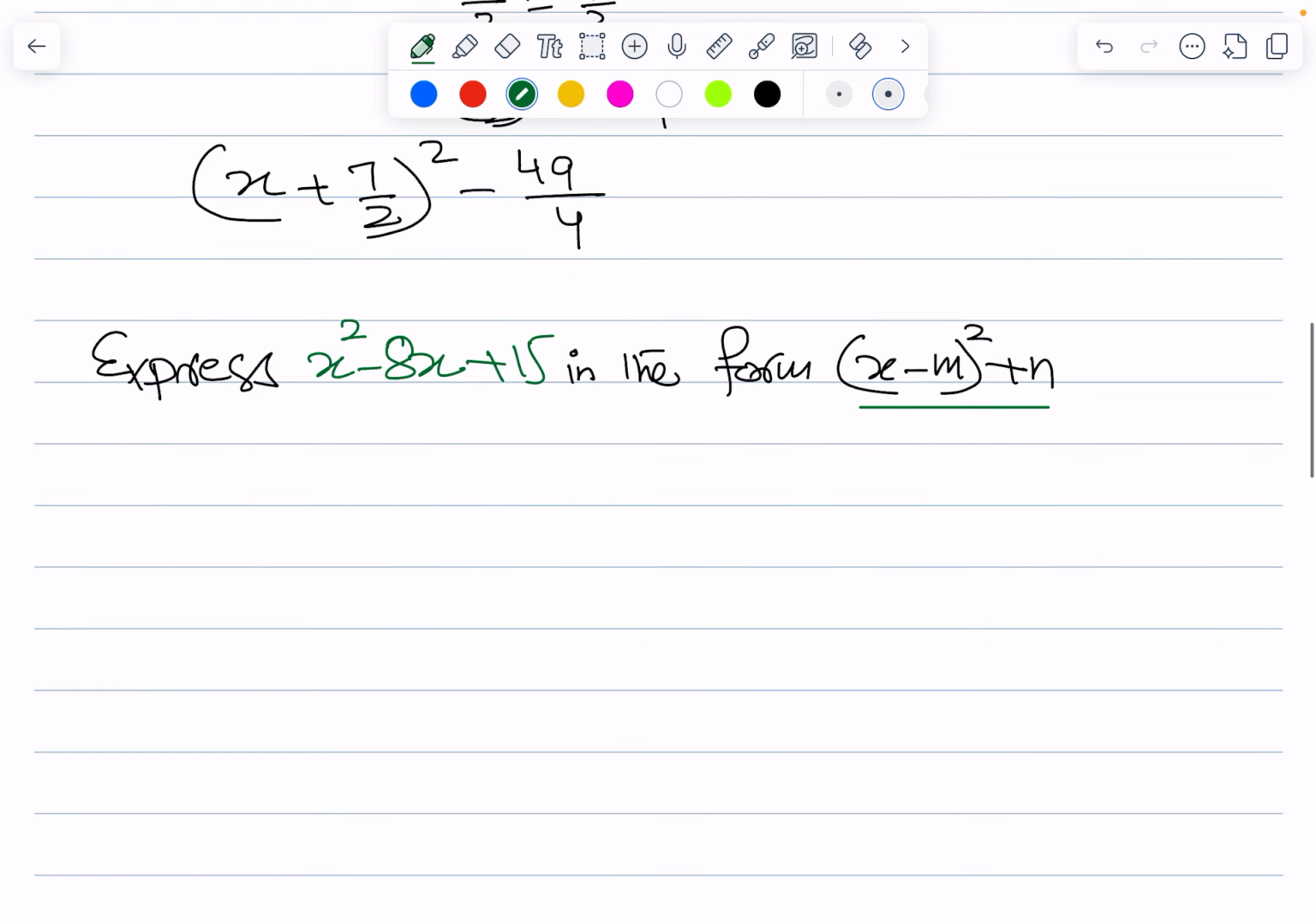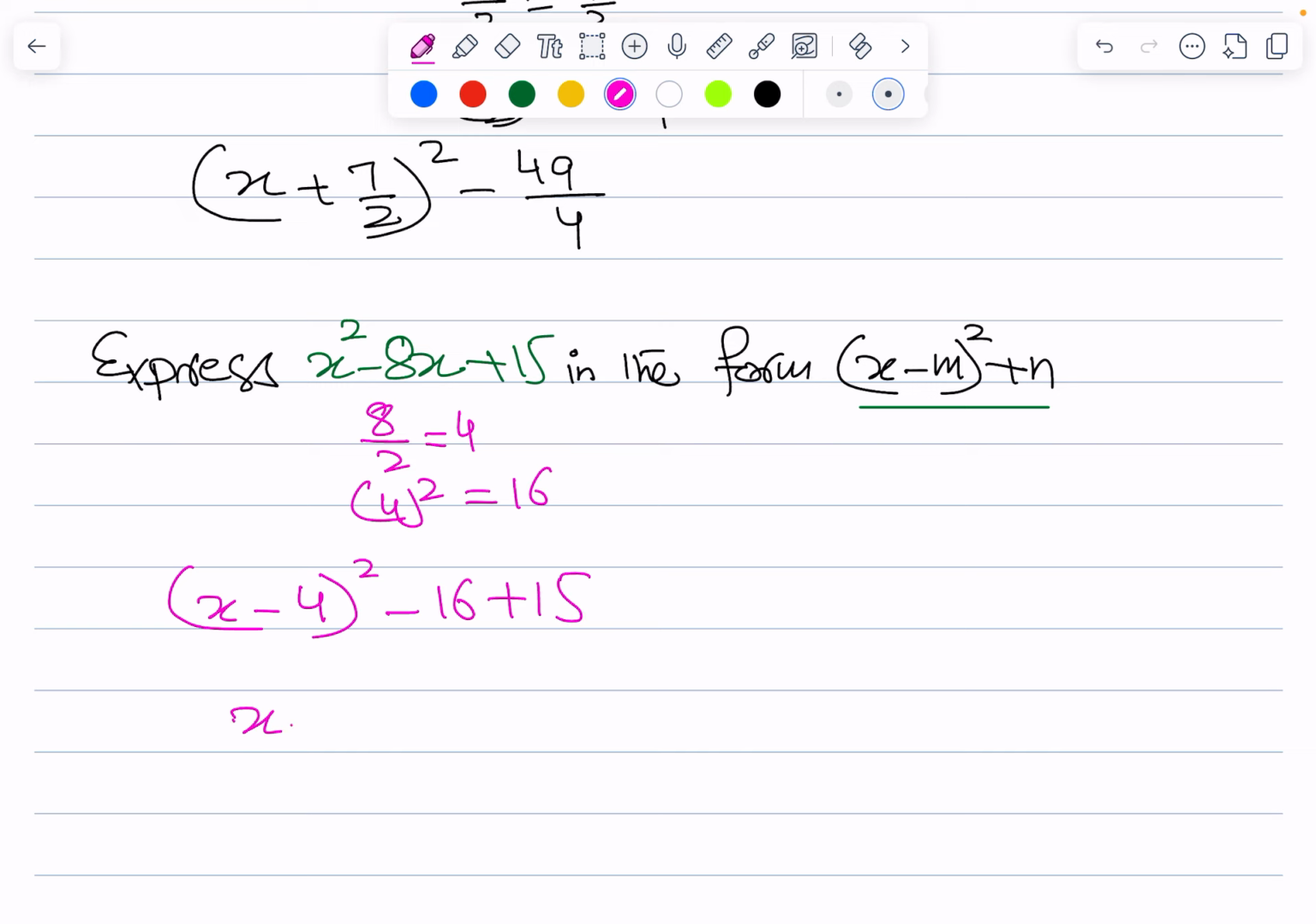Now the same way, take half of the coefficient of x: 8 over 2 equal to 4. Take the square of 4, that is 16. Now use the formula: x minus 4 whole square, subtract the value you squared, so minus 16 plus 15. So we have the answer x minus 4 whole square minus 1. This is your answer in the form of x minus m whole square plus n.